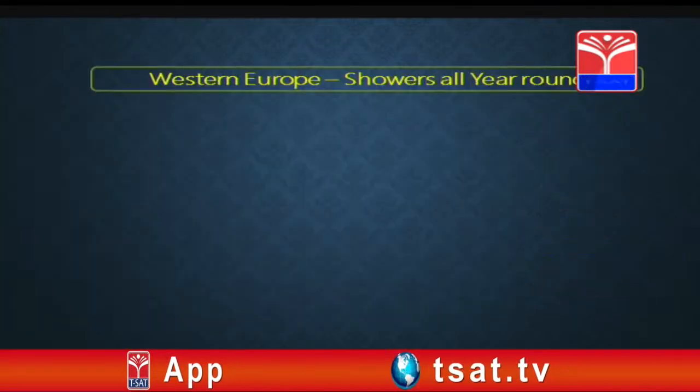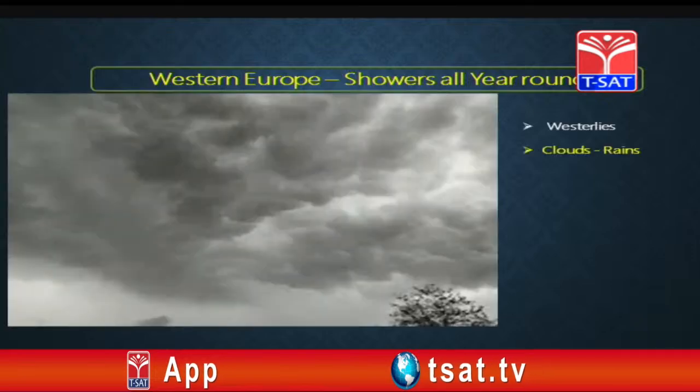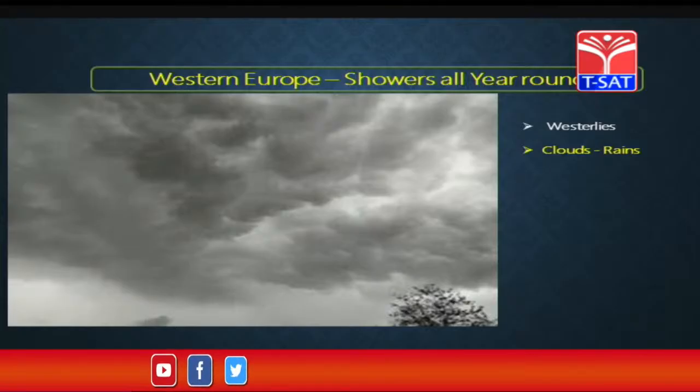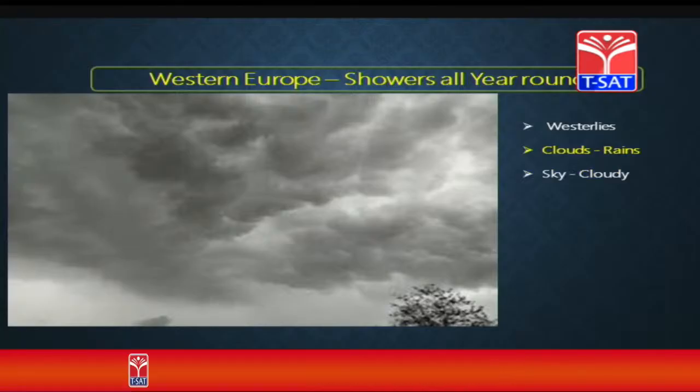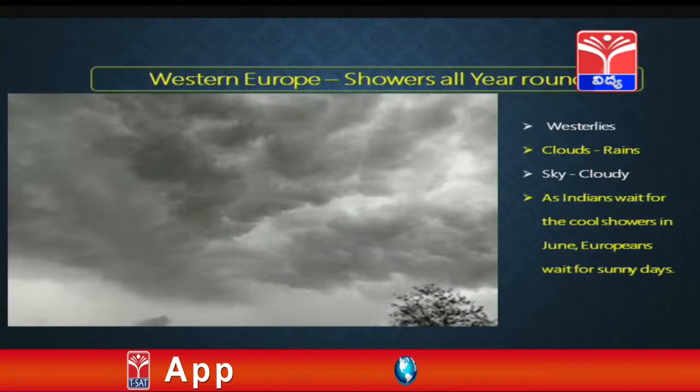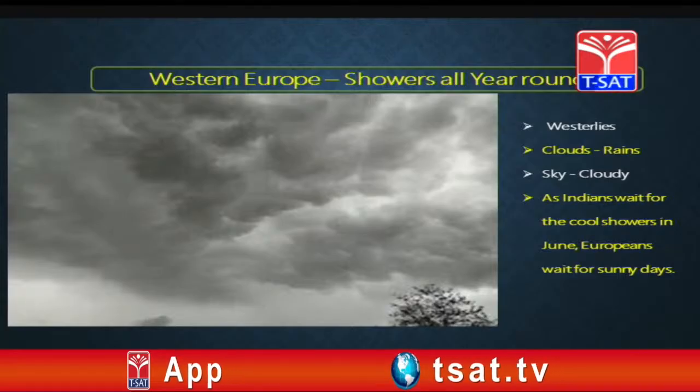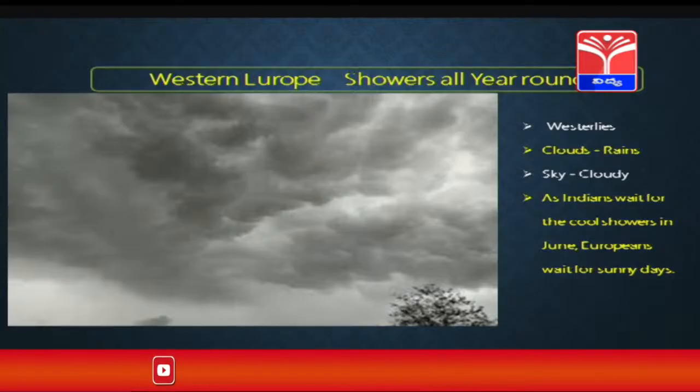Western Europe has showers all year round. Due to the influence of the westerlies, Western Europe is cloudy. You can find rainfall daily. The sky is always cloudy. As Indians wait for the cool showers in June, Europeans wait for sunny days.